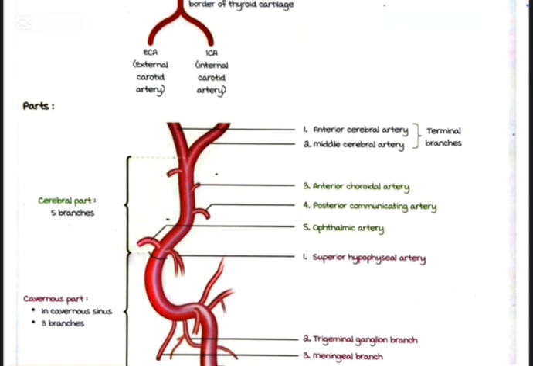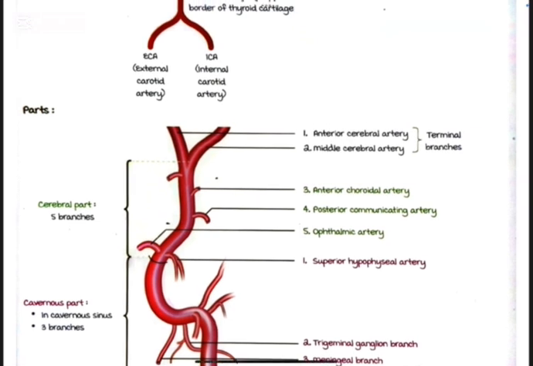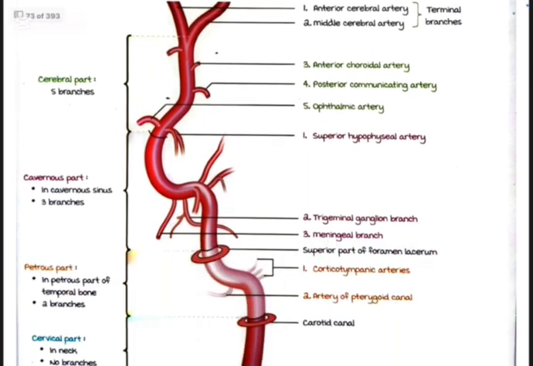Cerebral part, 5 branches in cerebral part. Superior hypophyseal artery, middle cerebral artery, anterior cerebral artery, terminal branches. Anterior and middle cerebral artery. Anterior choroidal artery, posterior communicating artery, and ophthalmic artery.